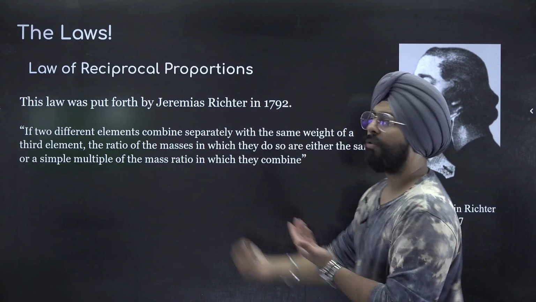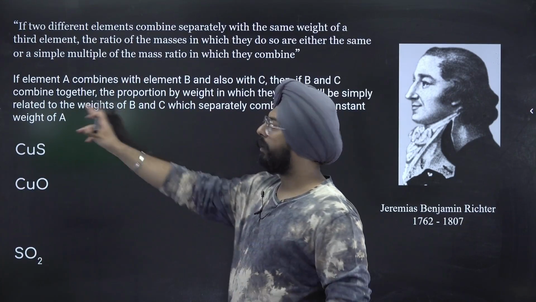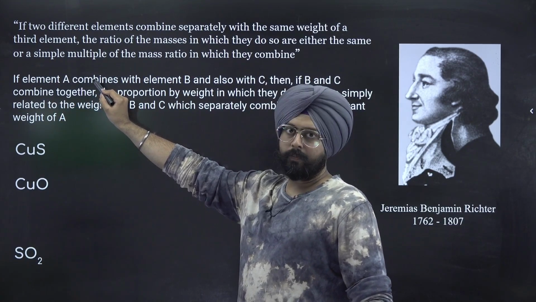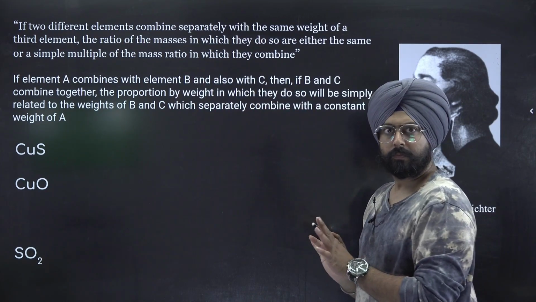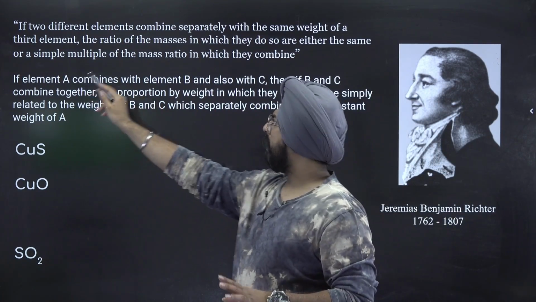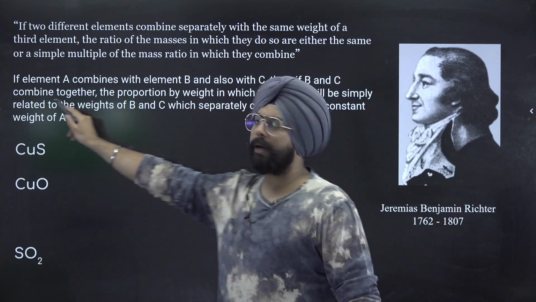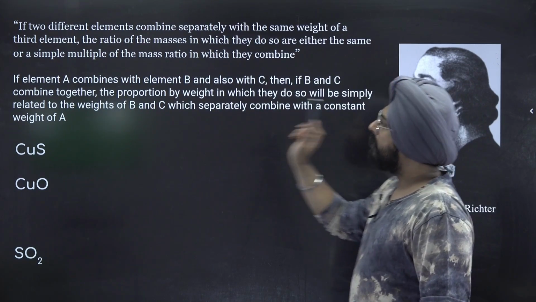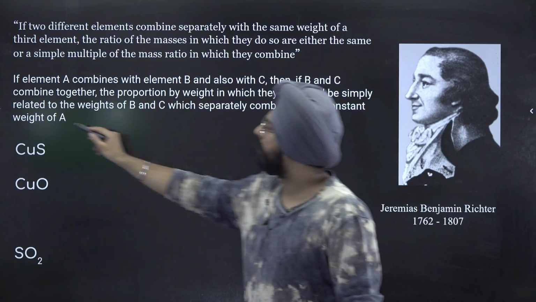Let me give you an easier way, or let's say a different way of reading this statement. The different way is, if element A combines with element B and also with C. Okay? There's element A that combines with B, element A also combines with C. Then if B and C combine together, the proportion by weight in which they do so will be simply related to the weights of B and C, which separately combine with a constant weight of A.